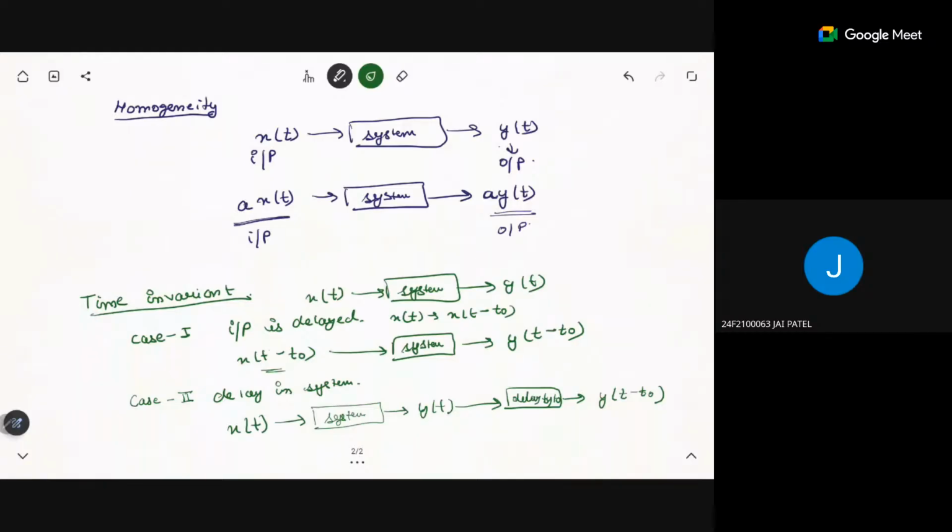Okay. So the thing is, this and this should be equal. So 1 and 2 should be equal. Then only we can say that it's time invariant. So till here, any doubt? Like, what is time invariant? Clear, ma'am. Okay.